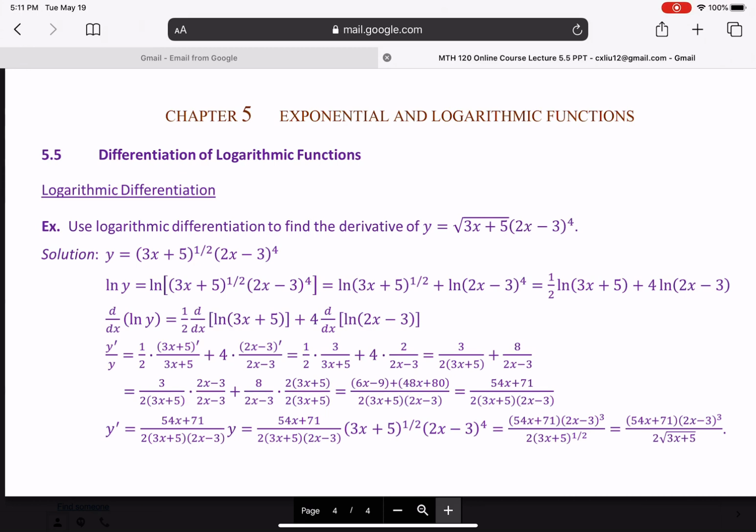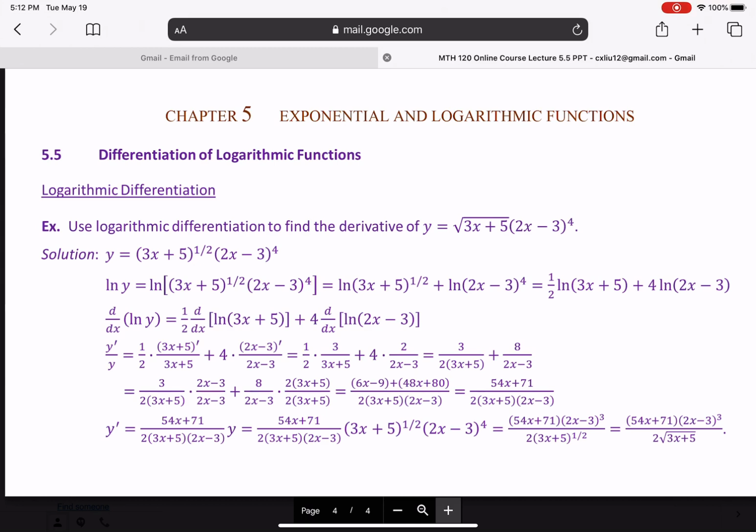So we got ln y equals ln of (3x plus 5) to the half times (2x minus 3) to the fourth. We can use the properties of logarithms to separate the right-hand side into two terms to get ln (3x plus 5) to the 1/2 plus ln (2x minus 3) to the fourth. And we can put the exponent in the front in each term to get 1/2 times ln (3x plus 5) plus 4 times ln (2x minus 3).